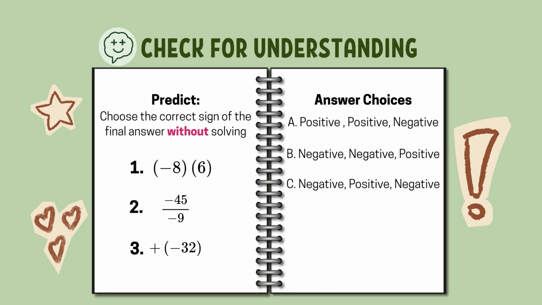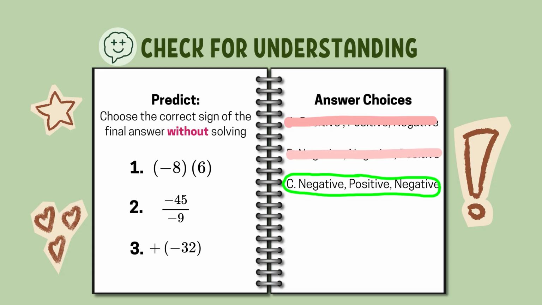Check for understanding. Before we move forward, go ahead and choose the correct sign of the final answer without solving. Let's talk about it. The first one, we have a negative times a positive, so therefore, that's going to give me negative results. Now I know the answer choices are between B and C. For number 2, we have a negative divided by a negative, and that's going to give me positive results. And for number 3, we have a positive multiplied by a negative, so therefore that is going to give me negative results. Awesome job. Let's move on.